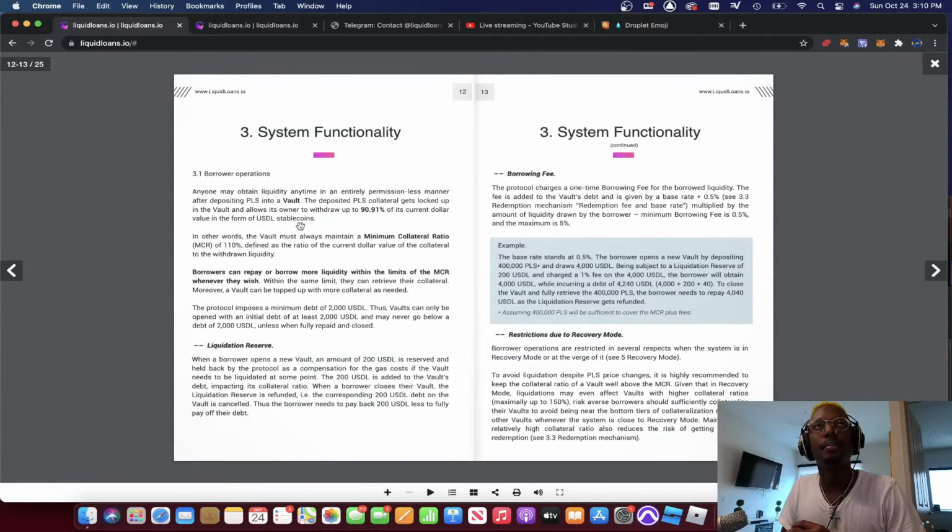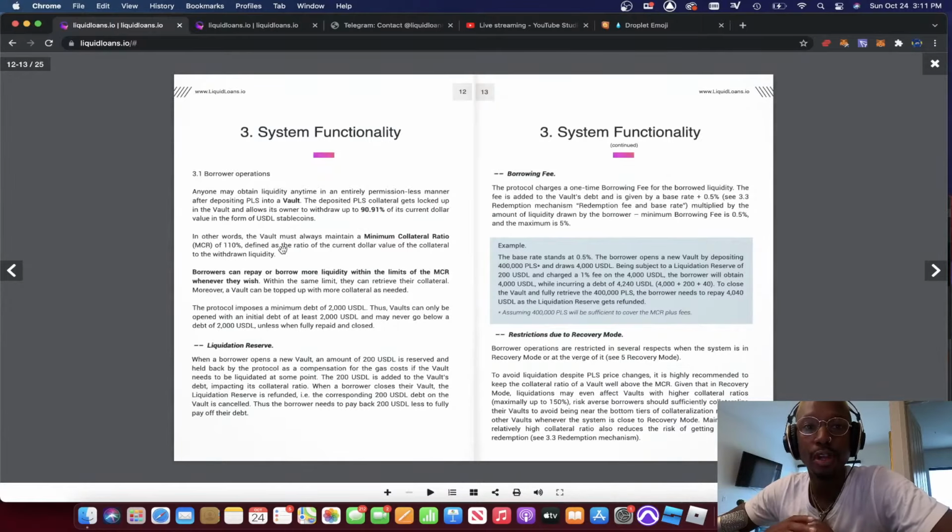Say PLS starts off at $1. You sacrifice 10 million points. Let's say you just want to put a portion of that. Let's say you have 10 million PLS and you want to put in 1 million PLS into this platform. What you'll get is 90.91% of that. So you'll pretty much get 900,000, 900 and whatever, 910, whatever.